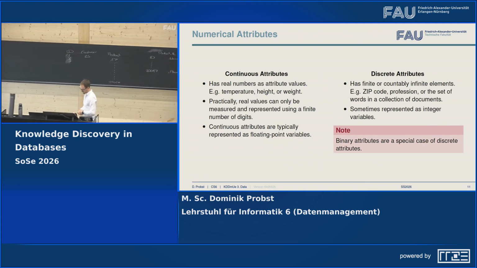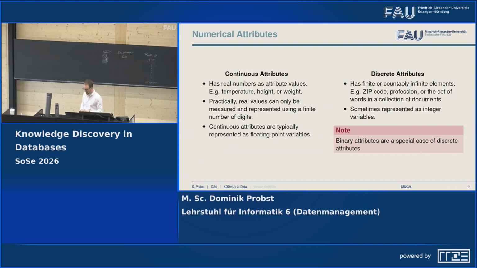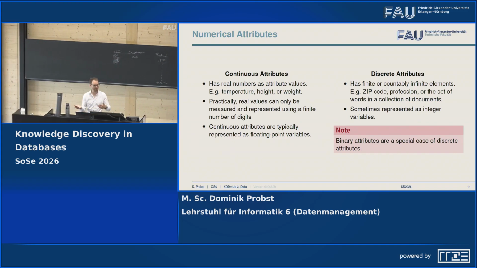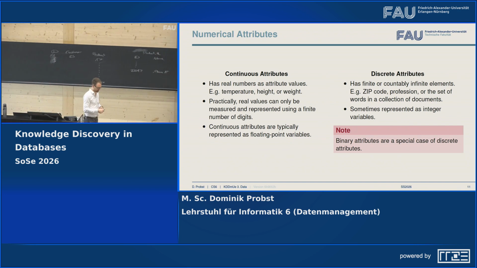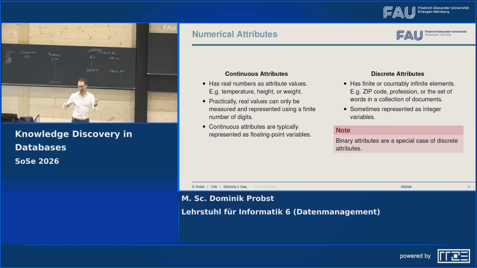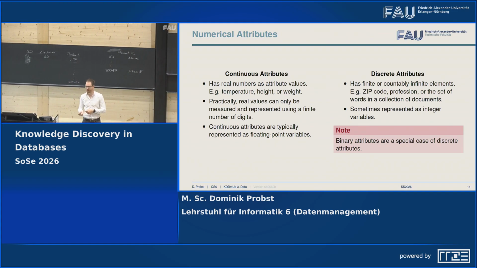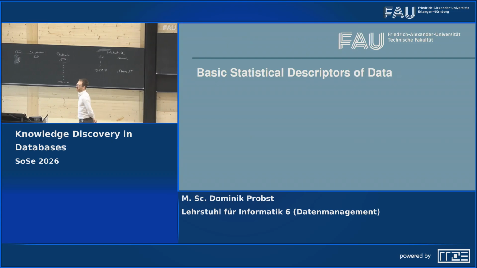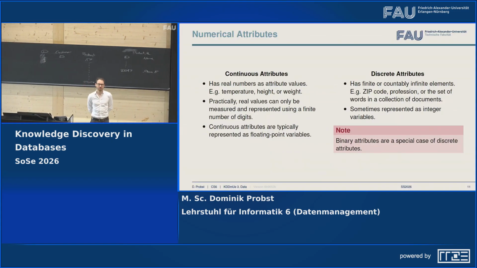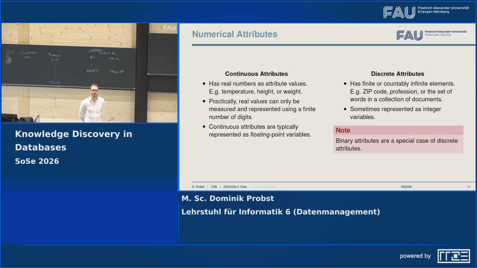We again have a special case, binary attributes. Those can be 0 and 1, and therefore they are also discrete numerical attributes, but they only have 2 possibilities. So here we see that the qualitative and the numerical attributes have some overlap as well. Okay, so that's basically about the view on attributes.